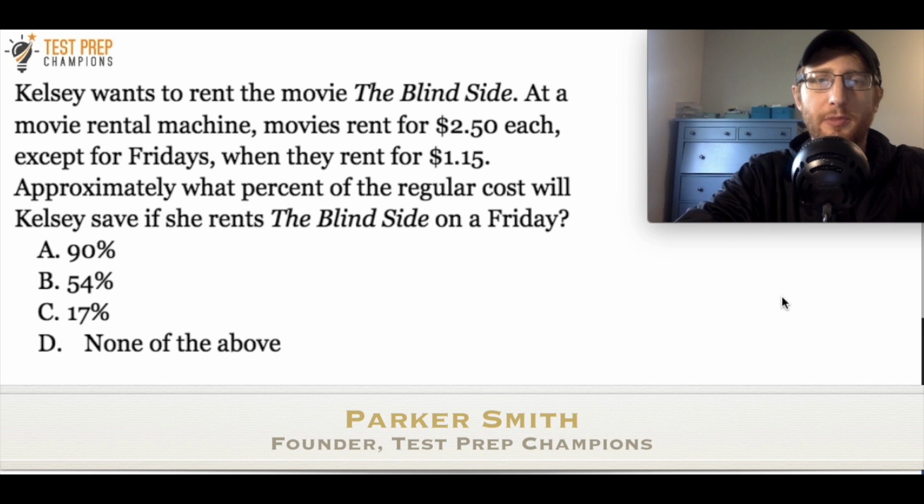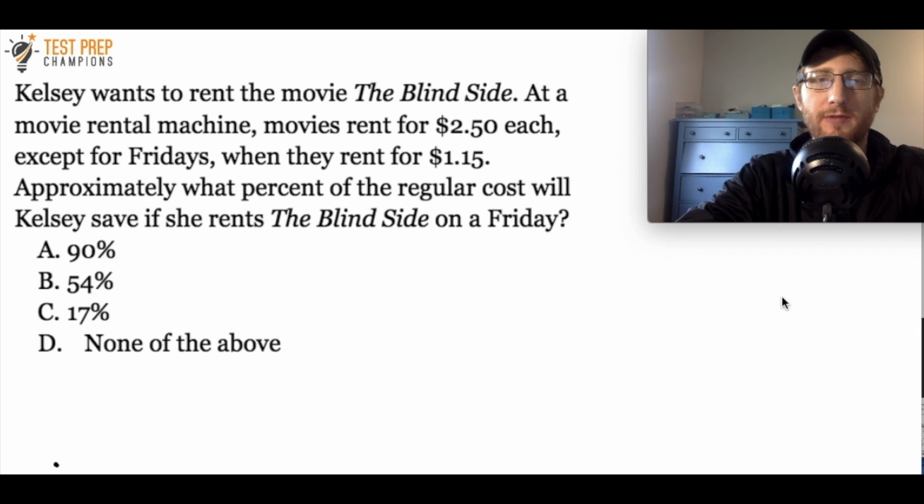Kelsey wants to rent the movie The Blind Side. At a movie rental machine, movies rent for $2.50 each, except for Fridays when they rent for $1.15. Approximately what percent of the regular cost will Kelsey save if she rents The Blind Side on a Friday? Is the answer A, 90%, B, 54%, C, 17%, or D, none of the above?